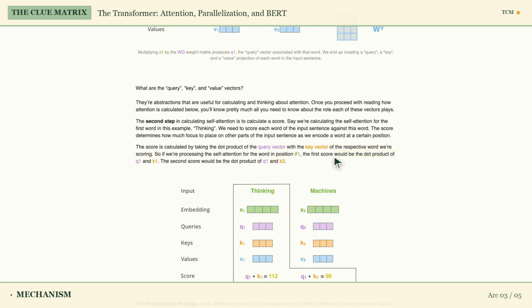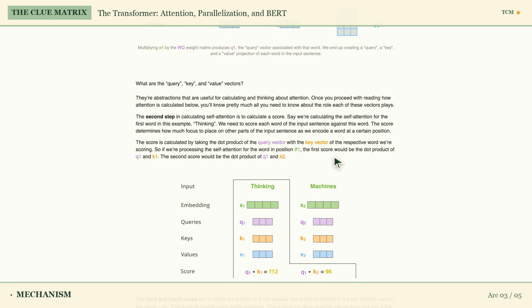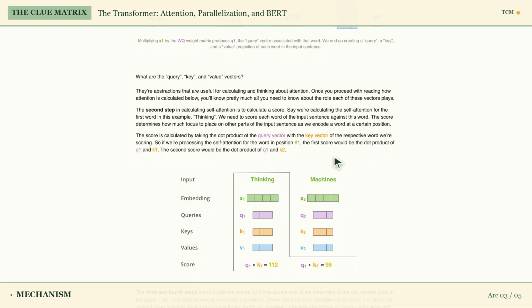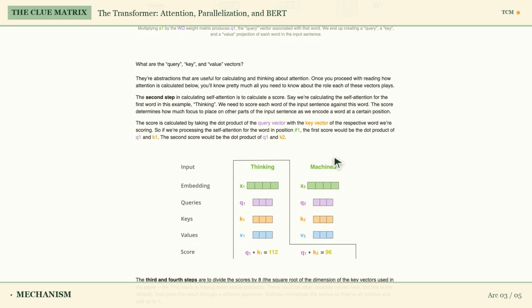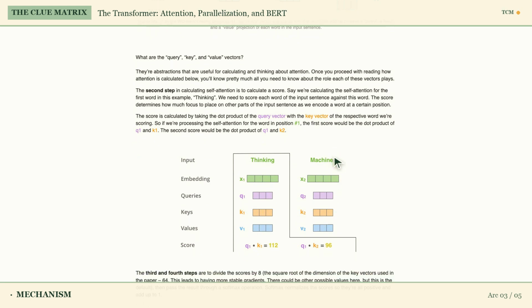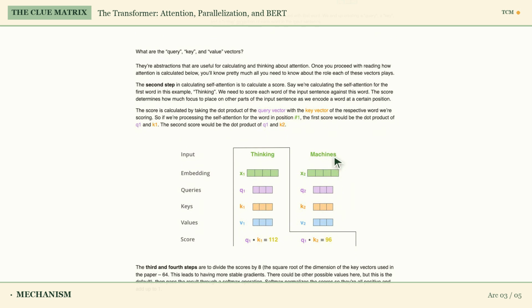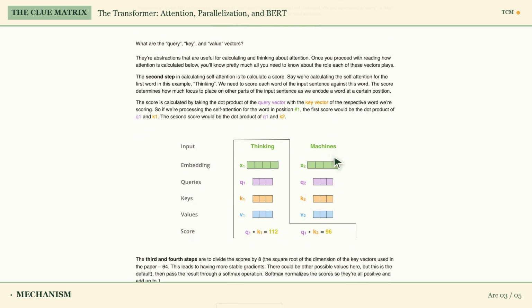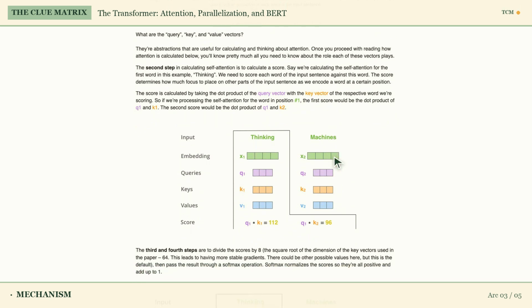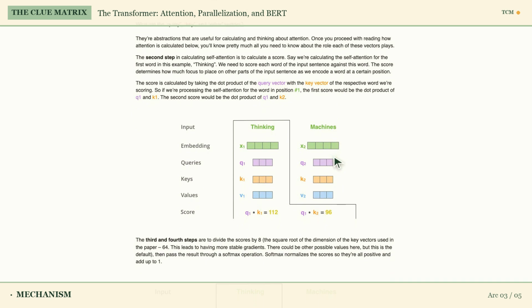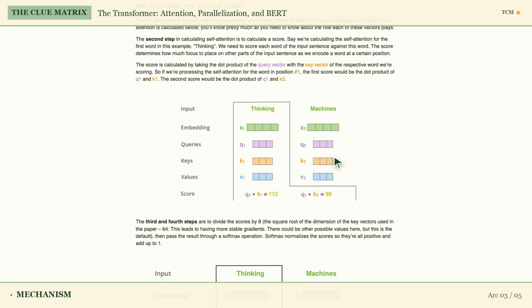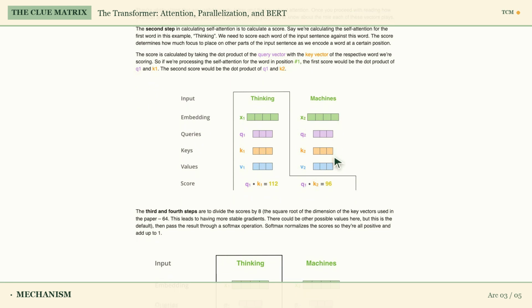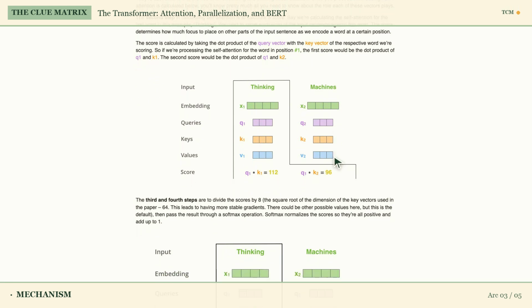After computing all scores, we divide the scores by 8, specifically the square root of the dimension of the key vectors, which is 64 in the original paper, so 8. This scaling helps stabilize gradients during training. Then we pass the result through a softmax operation. This normalizes them into probabilities that sum to 1. This means each score now represents how much attention or weight that word should get. Softmax makes it a distribution.